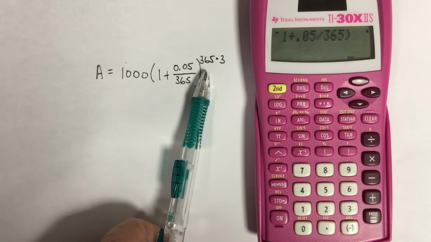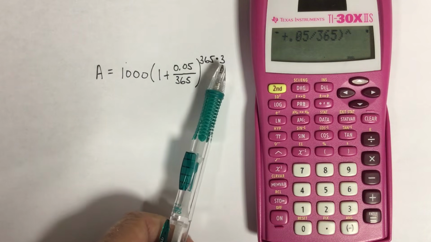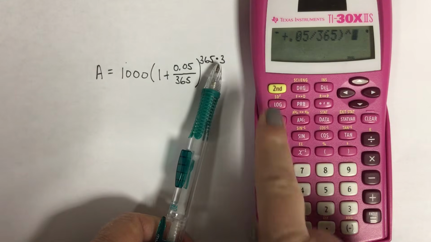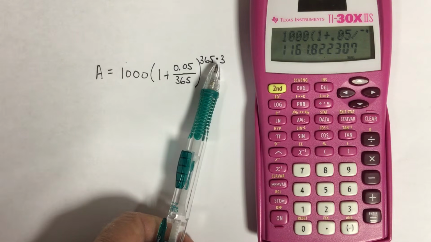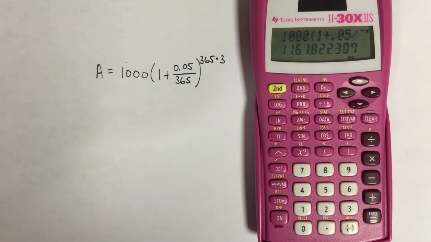And now that we're ready to enter the exponent, we hit that power button, but we remember that our exponent is stored as the last answer. So now we use second answer and press equal, and there is yet another way to get the correct answer without having to use an extra set of parentheses just for the exponent.